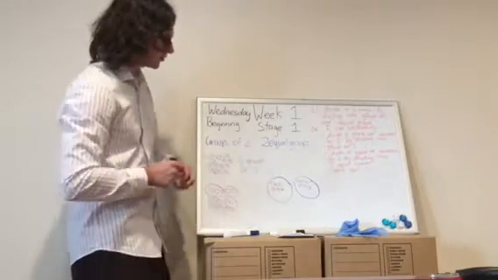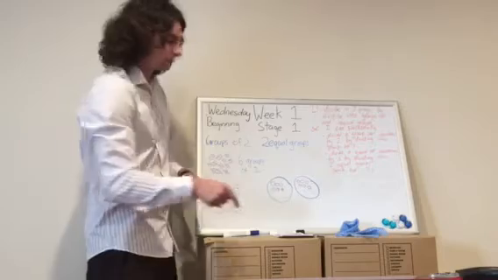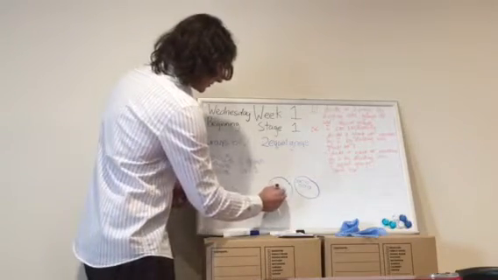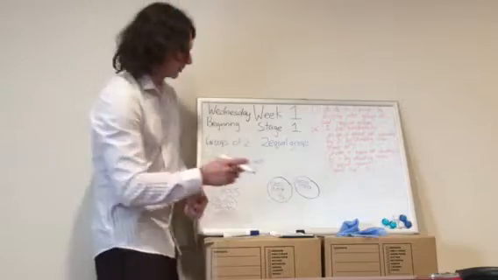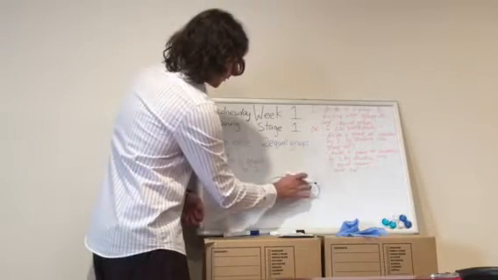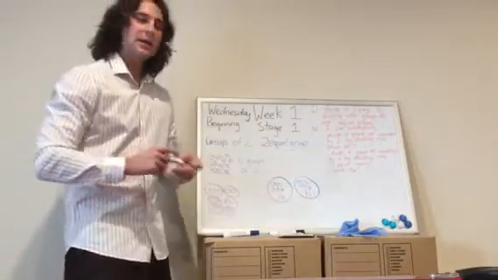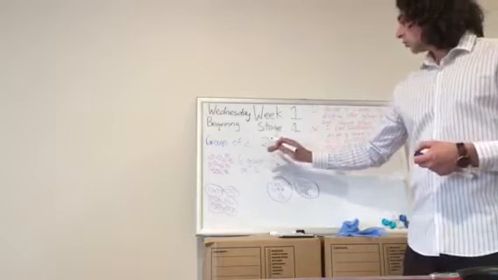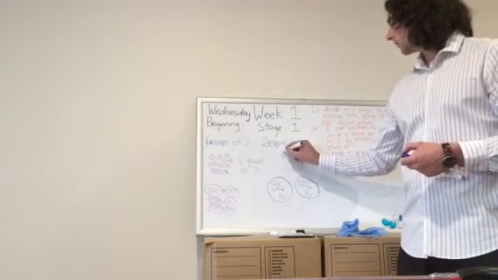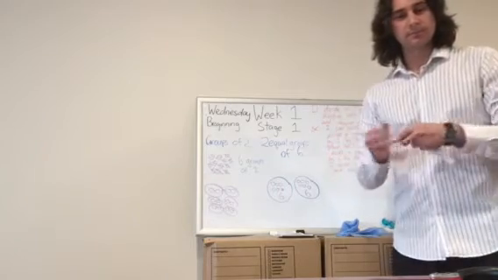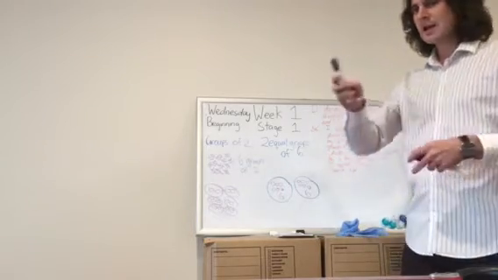How many counters do I have in each group? 1, 2, 3, 4, 5, 6. I have 6 counters in this group. 1, 2, 3, 4, 5, 6. 6 counters in the next. That means that I have 2 equal groups of 6. Okay?